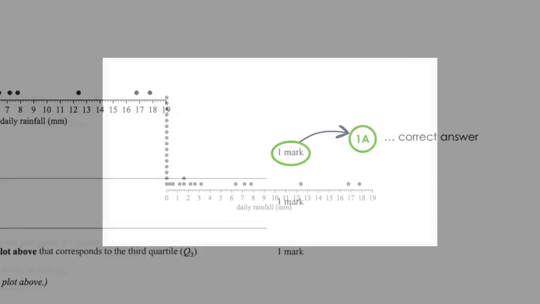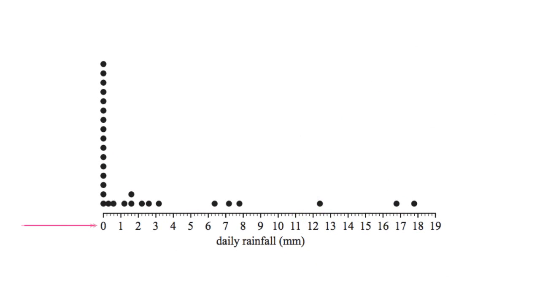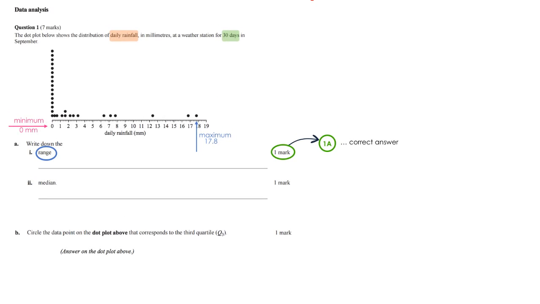To determine the range of this distribution, we need the minimum score, which is 0 millimeters, and the maximum score, which is 17.8 millimeters. So the range equals the maximum value take away the minimum value, which is equal to 17.8 millimeters in this question.